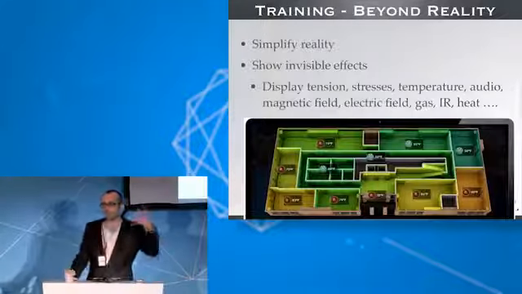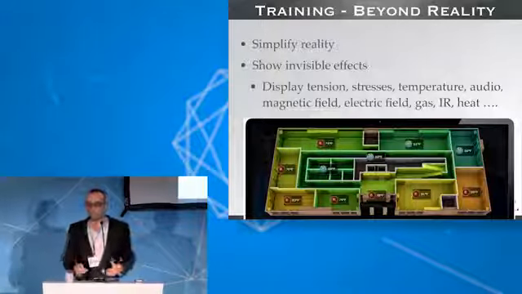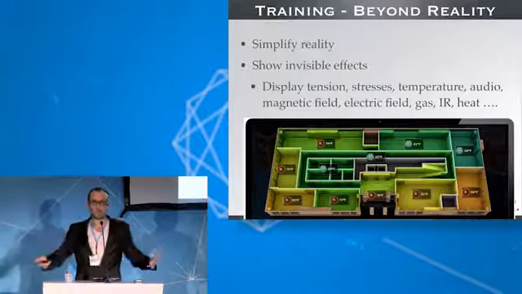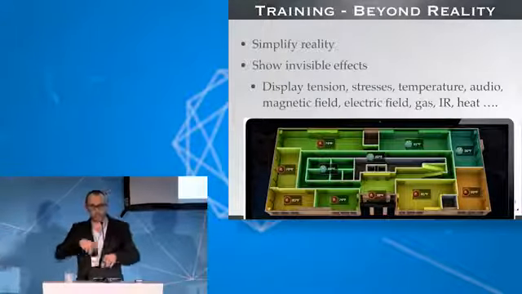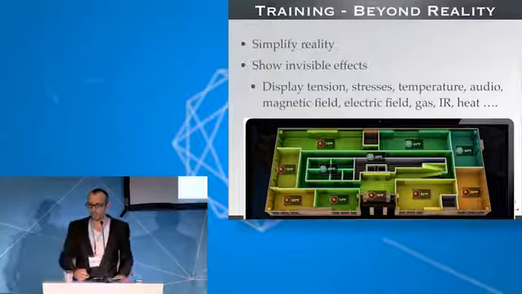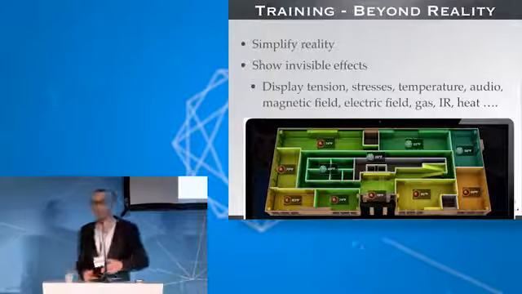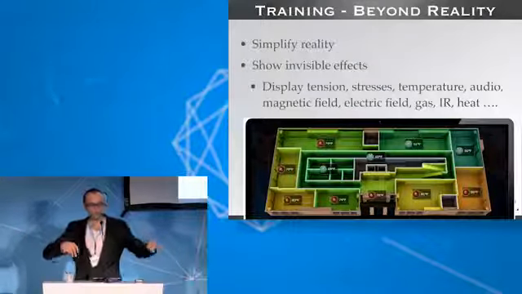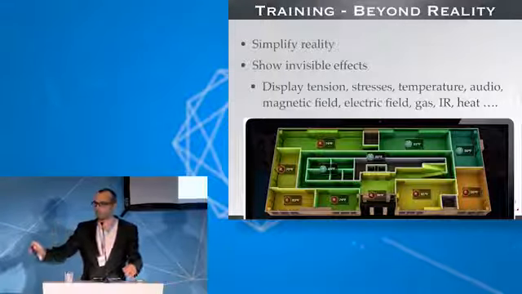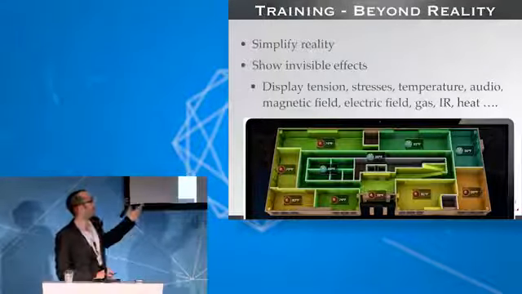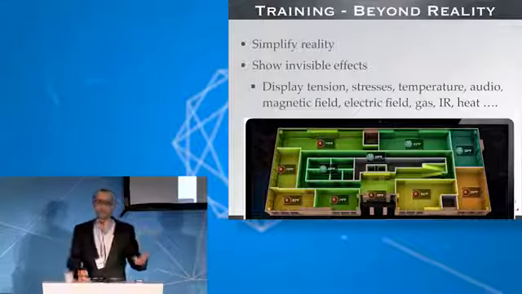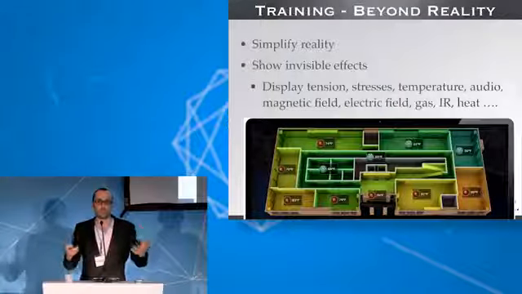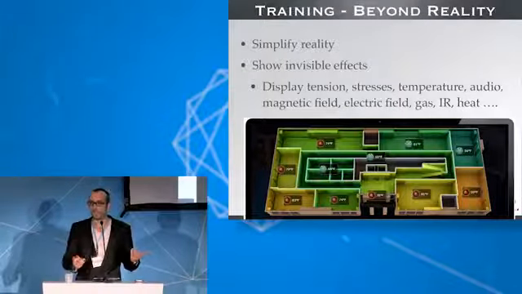And you can even go beyond reality, not just mimicking reality, but simplifying reality. So you could have, for example, the engine of a car that is simplified so that you can really understand the relation of each part with each other. You can show invisible effects. So for example, I could show under the floor, where are the cables? You can show me only the electric cables, only the phone cables. And you can also, if you want, display surface tension, see the stresses somewhere. You can display infrared, you can display the heat. You can really show whatever physical data that you want.